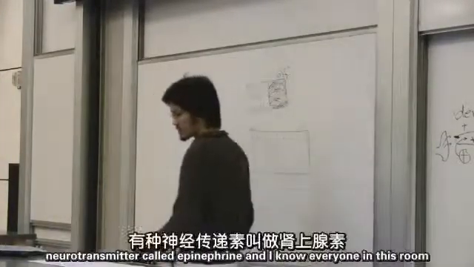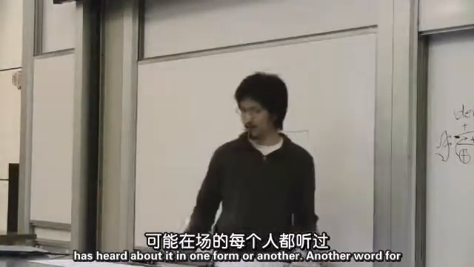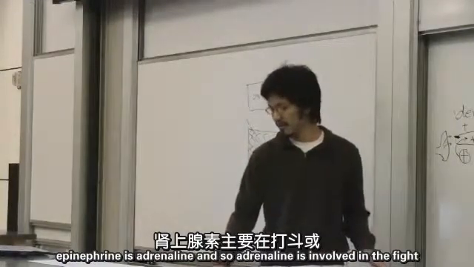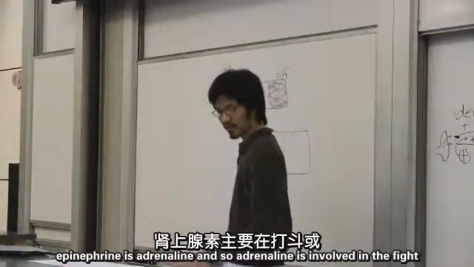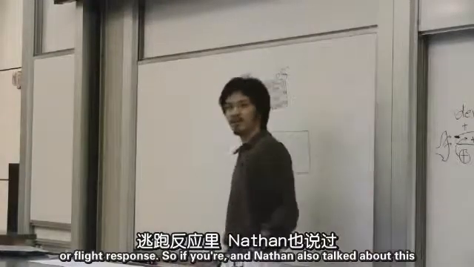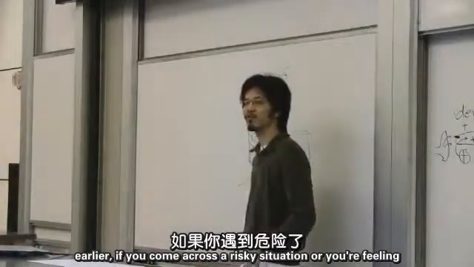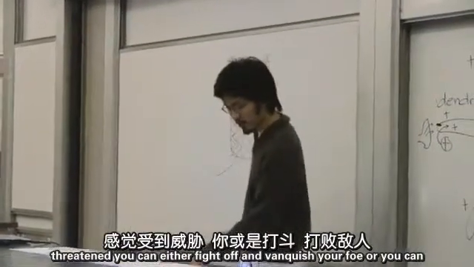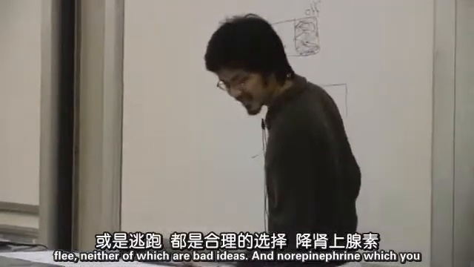You have another type of neurotransmitter called epinephrine, and I know everyone in this room has heard about it in one form or another. Another word for epinephrine is adrenaline. And adrenaline is involved in the fight or flight response. Nathan also talked about this earlier. If you come across a risky situation or you're feeling threatened, you can either fight off and vanquish your foe, or you can flee, neither of which are bad ideas.